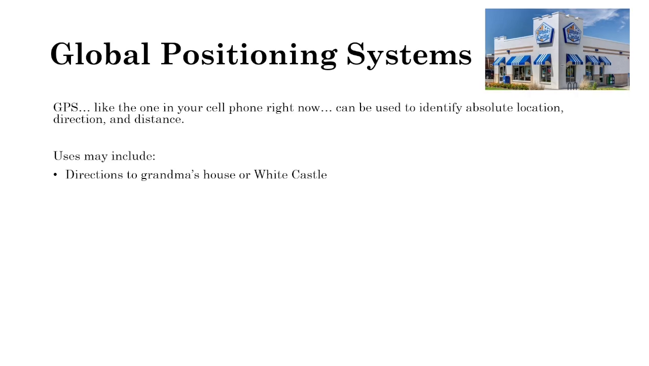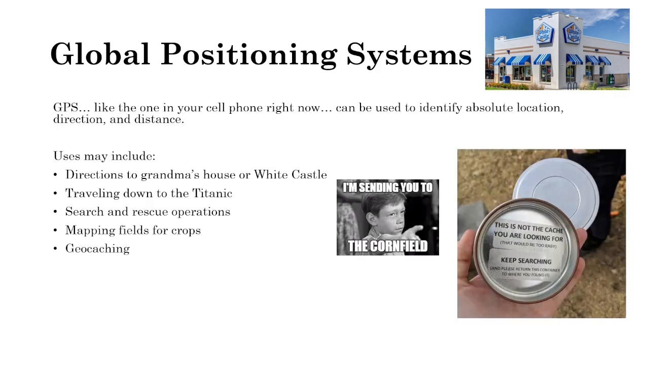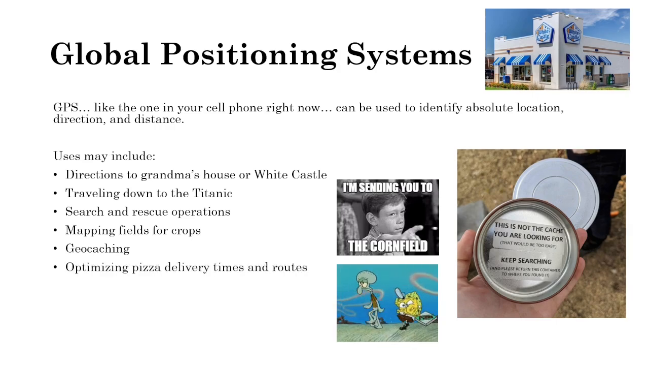So what's the use of a GPS? You could get directions to your grandma's house for cookies or to go to White Castle. You could be traveling down to the Titanic if you do it safely. You could be doing search and rescue operations. You could be mapping fields for crops. You could be geocaching. I haven't been geocaching in years, and making this PowerPoint reminded me how fun it was. You could be optimizing pizza delivery times and routes, finding which ways are quicker, which ways have traffic in certain areas. They could identify the absolute location with the traffic.